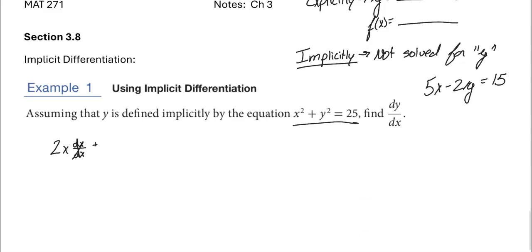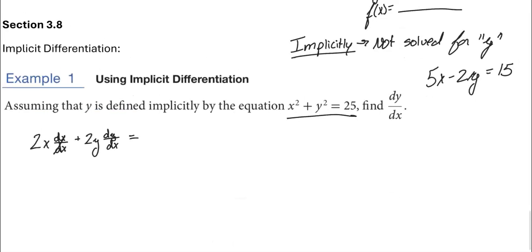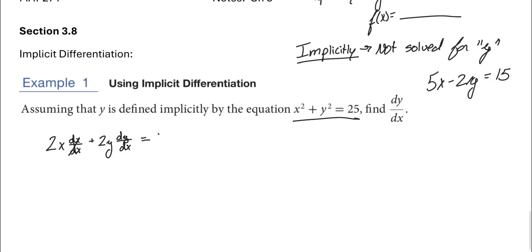But dx over dx is the same thing as 1, so we don't normally write that. When I do the derivative with respect to y, I'm going to do the same thing and show that I took that derivative with respect to y. And that's going to be equal to the derivative of 25, which is 0. So we take the derivative on both sides of the equation, and of every term. So now we have 2x plus 2y, and I typically write this as y prime, equal to 0.